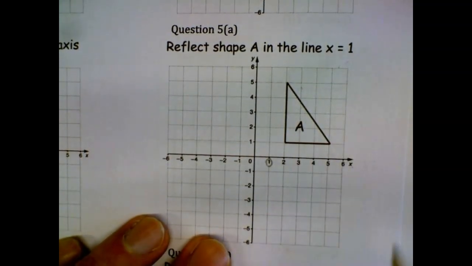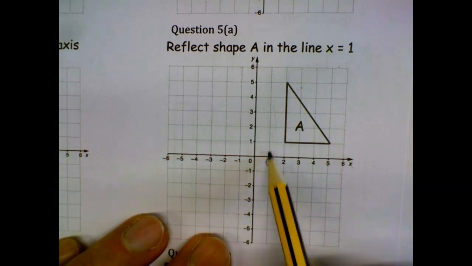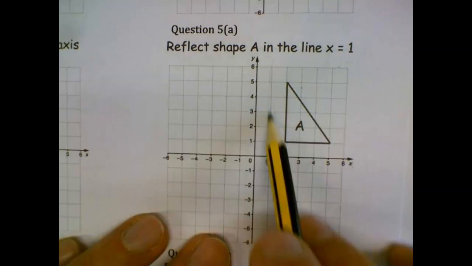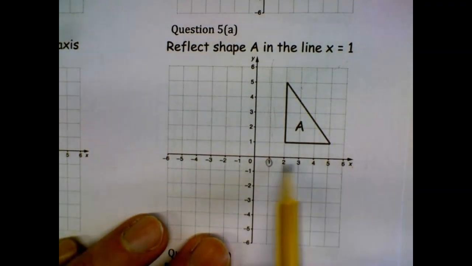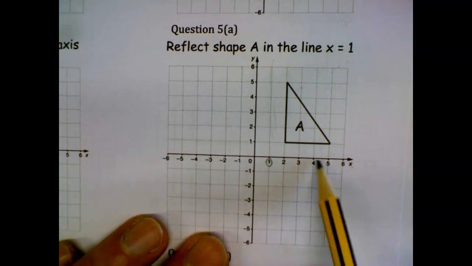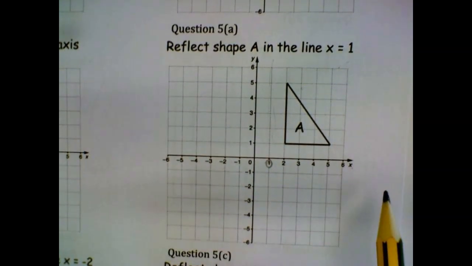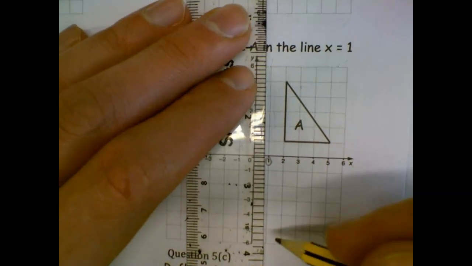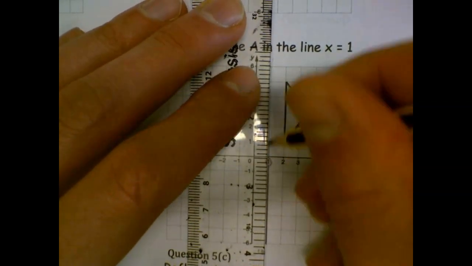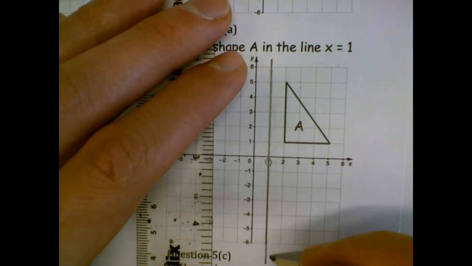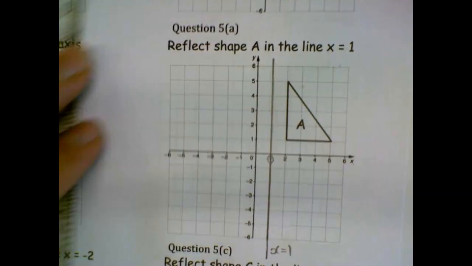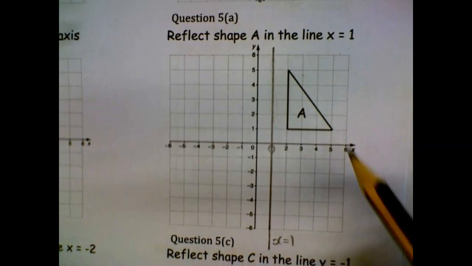Now the line x equals 1 is the line that passes through that point there. So it has to be the line that goes down here. It can't be the line that goes across like that, because that doesn't pass through 1 all the time. Look, it goes through all the numbers. So x equals 1 is going to be this straight line here. And I'm going to label that x equals 1 for anybody looking at my diagram. And now that's my mirror line.